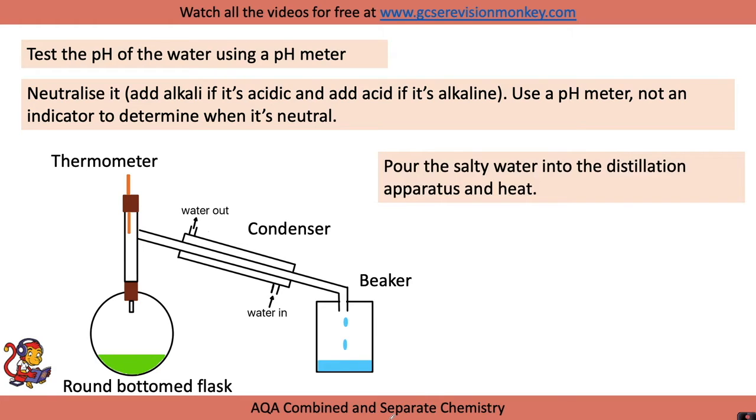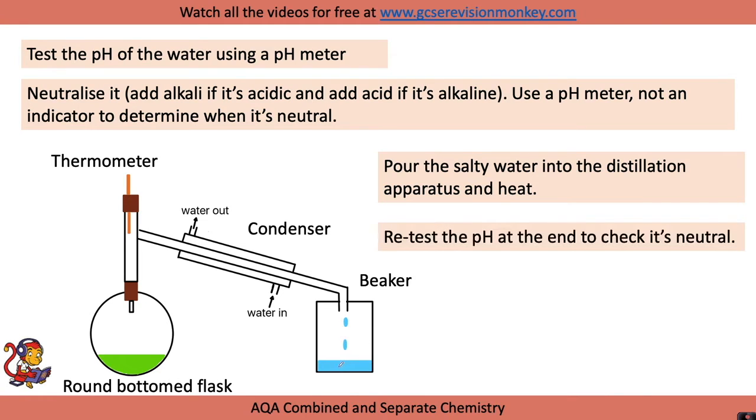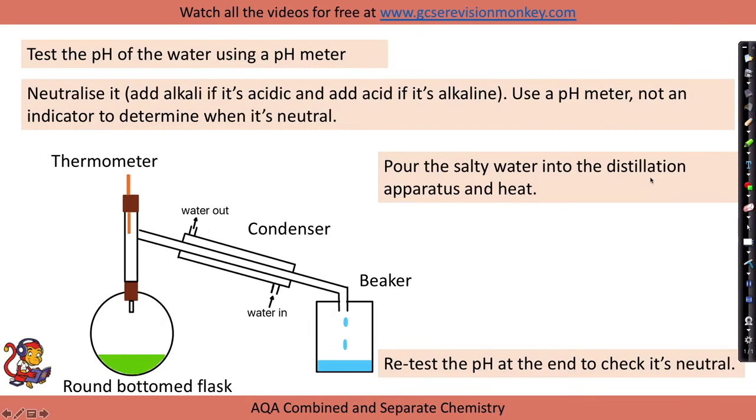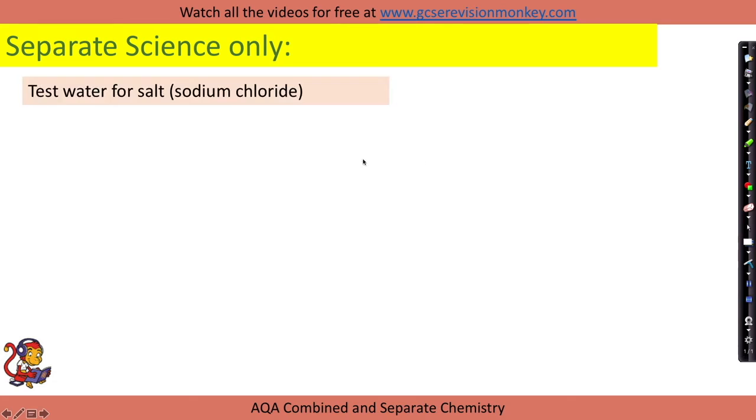So then we pour the salty water into the distillation apparatus, and we said specifically it's the round bottom flask it goes in, and we heat it. And the distillation process, as discussed, will leave us with pure water in our beaker, and we would then just retest the pH at the end to check that it is neutral. If you're doing separate science, there could be an addition to this practical whereby you have to test the water for salt as well before you start.